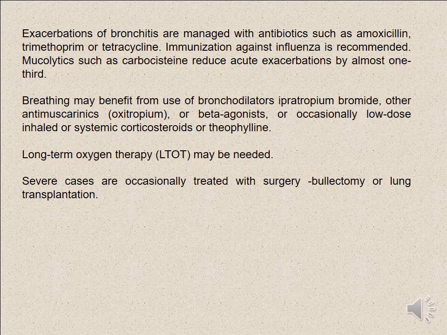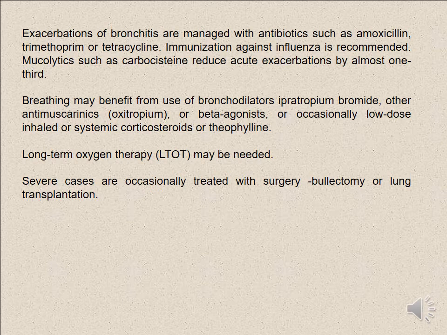The exacerbations of bronchitis are managed with antibiotics such as amoxicillin, trimethoprim, or tetracycline. The most important cause is bacterial infection, so antibiotics are needed. Immunization against influenza is recommended. Mucolytics such as carbocisteine reduce acute exacerbations by almost one third.